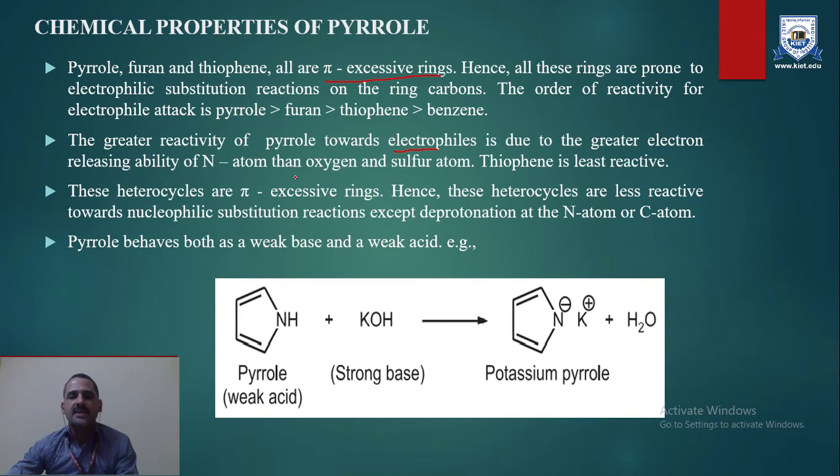That's why it will generally undergo electrophilic substitution reaction. These heterocyclics are pi excessive rings, as I said. Hence, the heterocyclics are less reactive toward nucleophilic substitution reaction. Pyrrole behaves as both a weak base and a weak acid. So you can see the reaction. The pyrrole is behaving here as a weak acid. In the presence of the strong base KOH, it provides the proton, and itself it makes a salt of potassium metal.